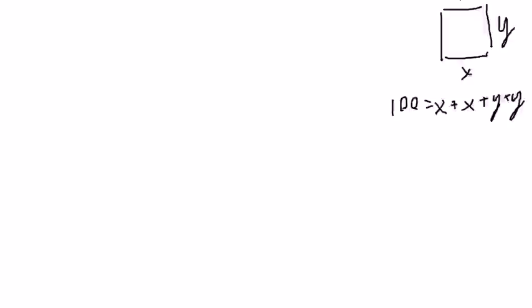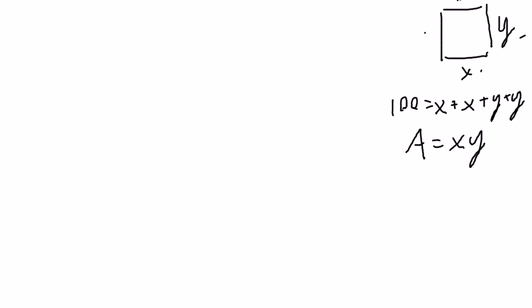So we're working on the problem where we need to maximize the area of a square fencing when we have 100 meters of fencing. So we've set up the equation 100 equals 1x plus 2x plus 1y plus 2y equals 100. So we can also say, based on what we know about squares, that A equals xy.